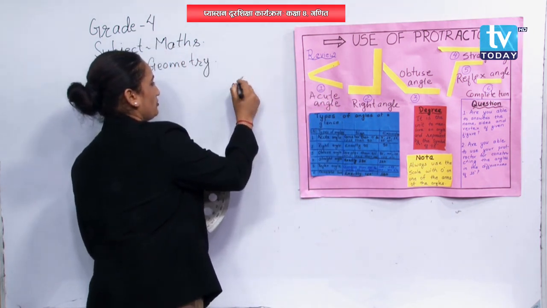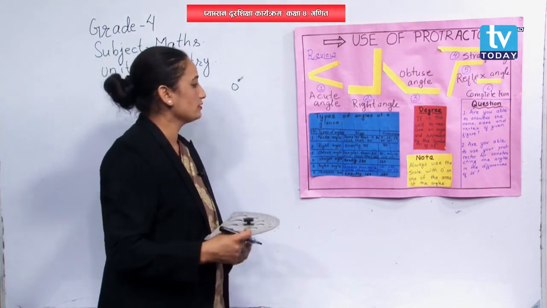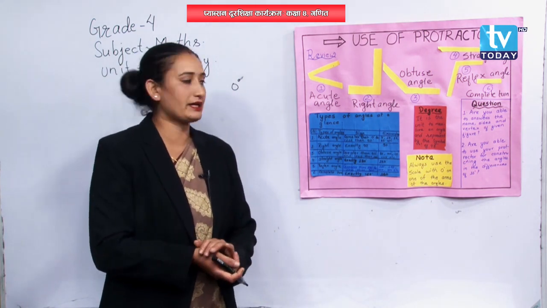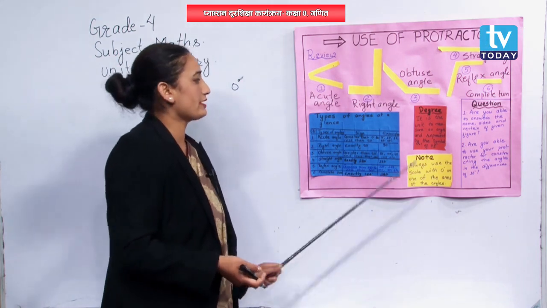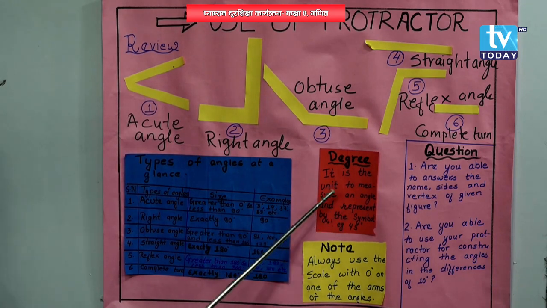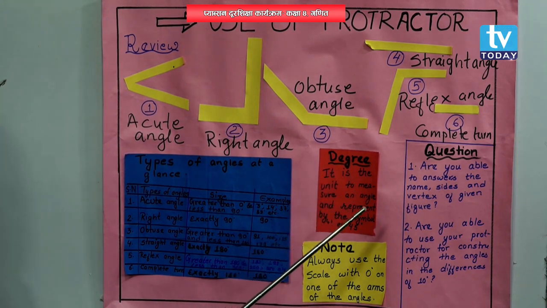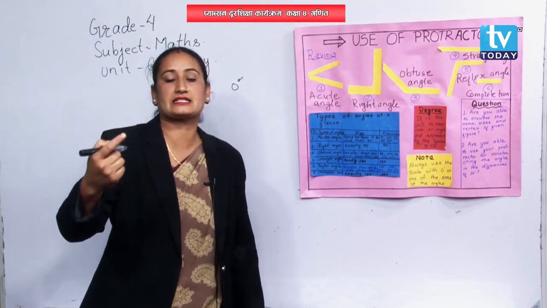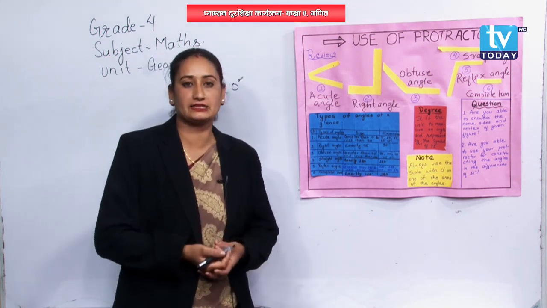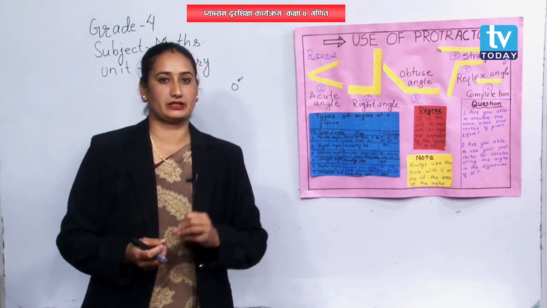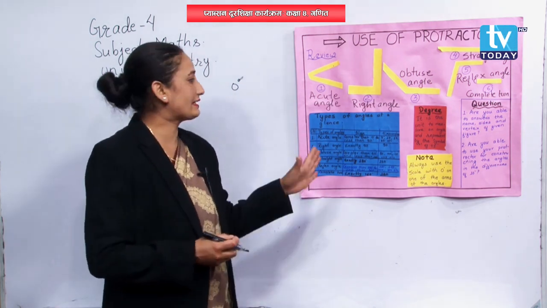Do you know what you mean by degree? Please see your board. Let's know the meaning of degree first. Degree is the unit of measurement of an angle and is represented by the symbol, a small dot. So see here, it is the unit to measure the angle. Just like we write 1 kg, instead of kilogram we write kg, right? In the same way, our measurement of angles also has one unit, and that unit we call a degree.